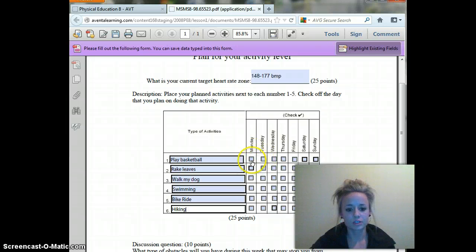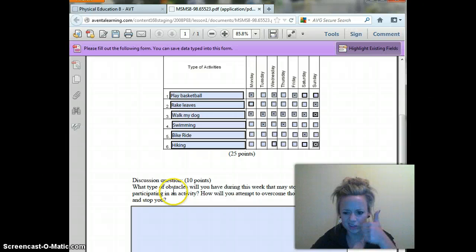Now I'm going to check off each day that I plan on doing this. For playing basketball, I plan on playing Monday, Wednesday, and Friday. Raking leaves, I might do on Sunday. I walk my dog every day, so I'm going to check off every day there. Maybe I'll go swimming on Tuesday and Thursday because I won't be playing basketball. And maybe I'll go on a bike ride on Saturday after I'm done walking my dog. And maybe I'll go on a hike on Sunday. So Sunday I'm going to be pretty active. That's a good thing.